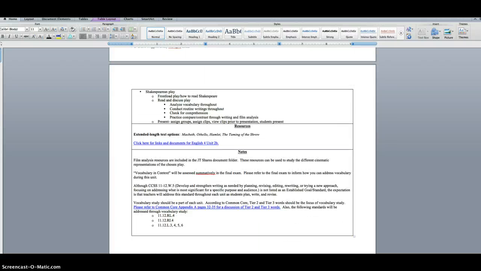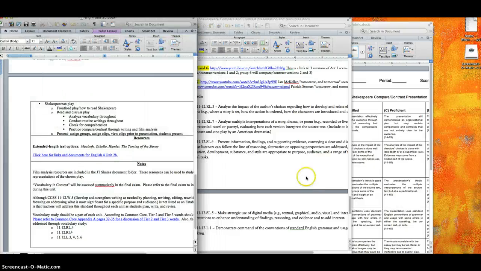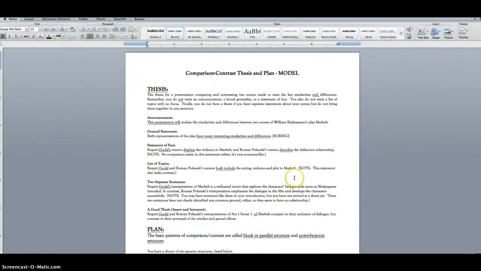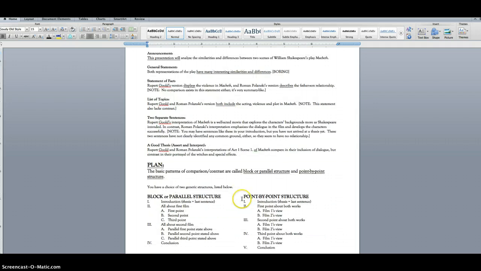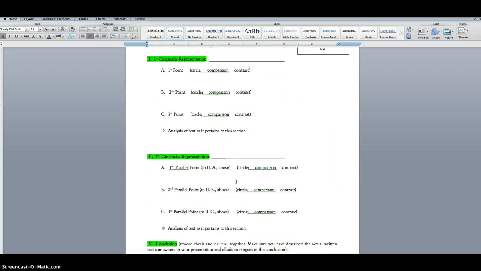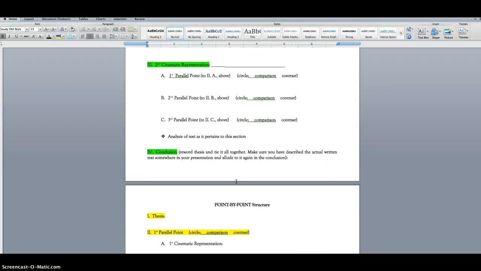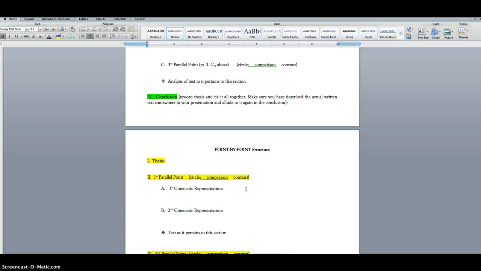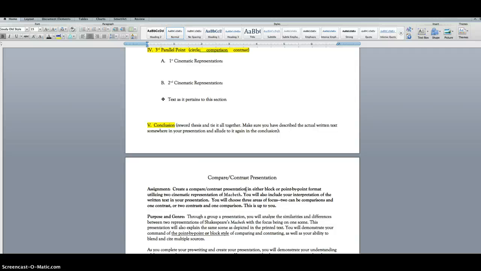Moving on to the assignment sheet. It looks exactly the same as it did last year. So it starts with some guidance for students on compare and contrast, so how to write a thesis, how to organize a compare-contrast presentation, and then there's a template for them to use here if they would like, depending on if they are choosing the block or parallel structure or the point-by-point structure for compare-contrast.